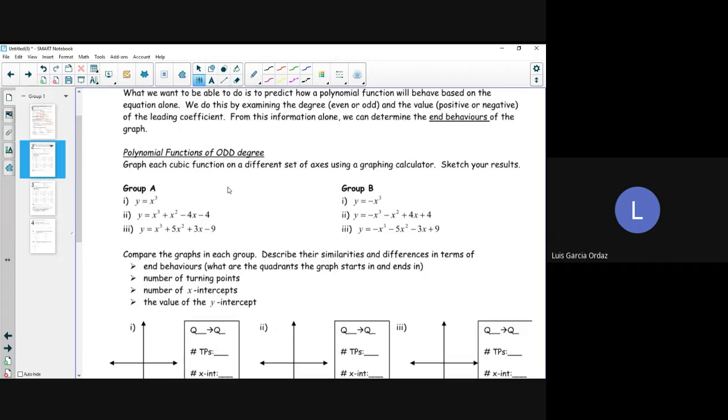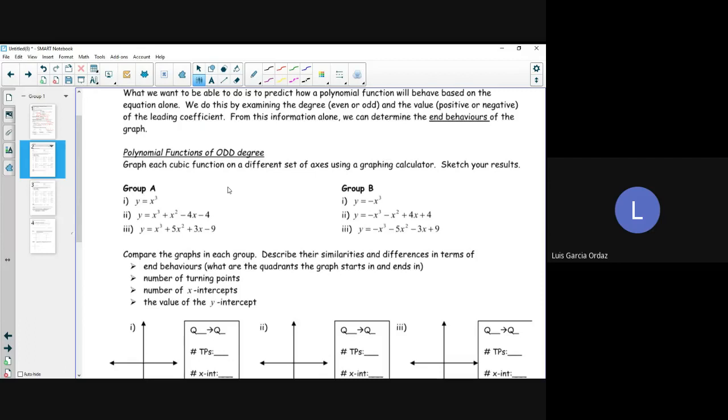When you have an odd polynomial function, you're going to have one end behavior approach negative and the other one approach positive, depending on if the a value has a negative or a positive number in it, which we'll take a look at right now.